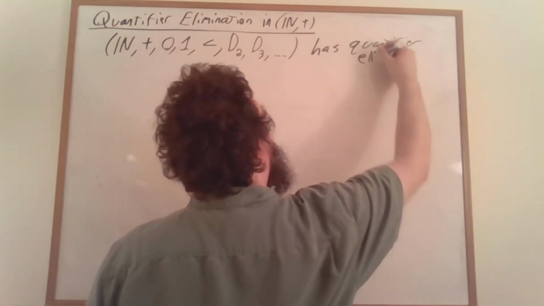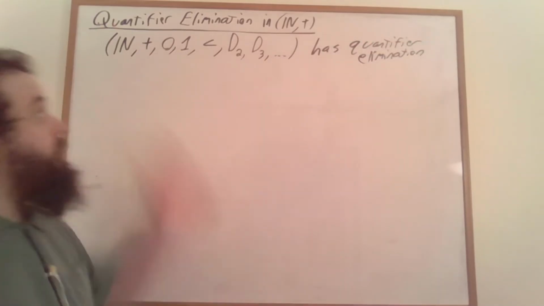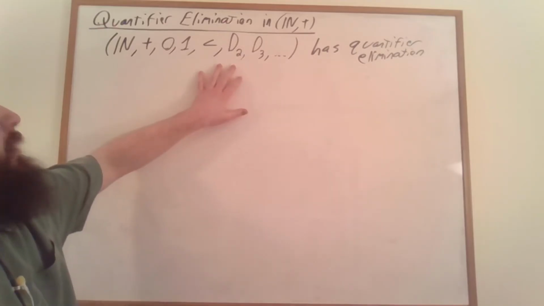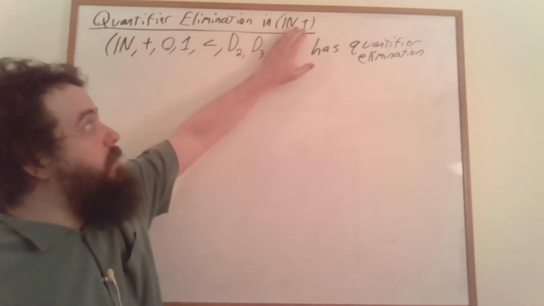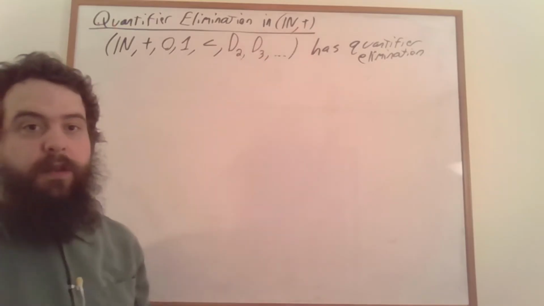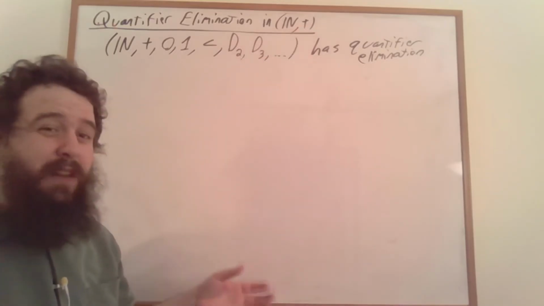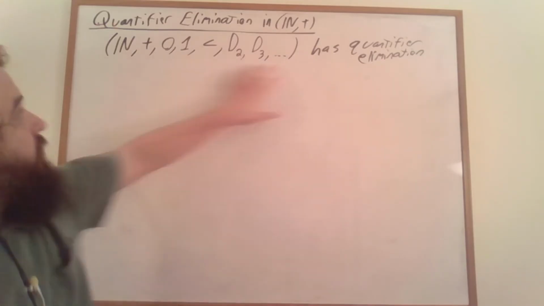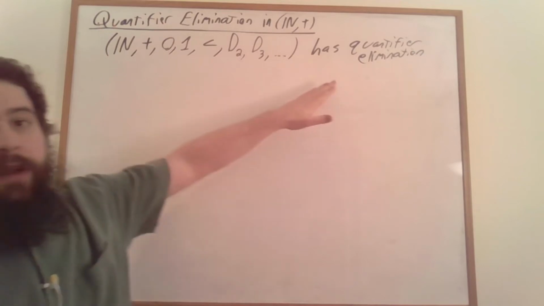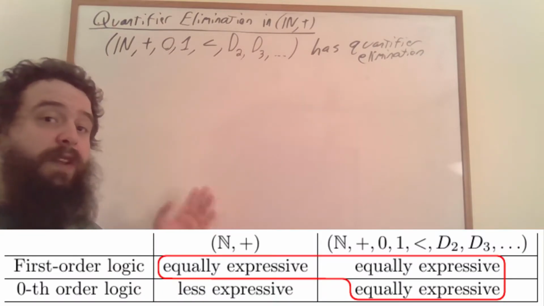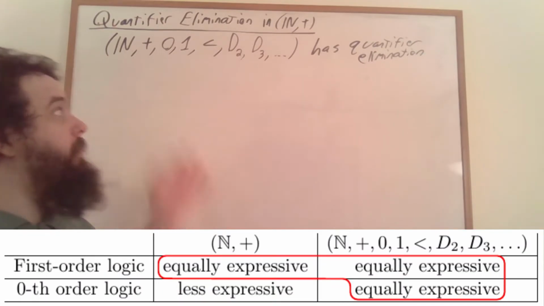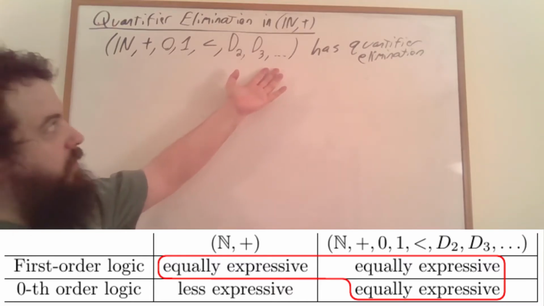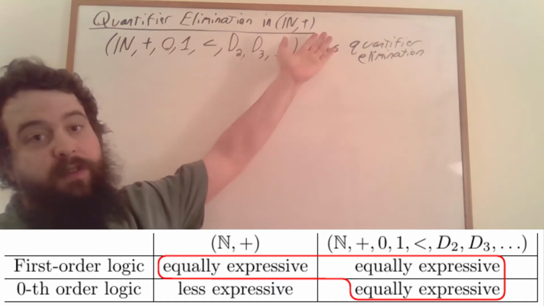For now, though, I want to focus on this structure here. We've only added in things that we could already talk about in the first order logic of the natural numbers with addition. But again, we needed quantifiers in order to do that. And so my claim is that this structure here has quantifier elimination. In this structure, we don't need quantifiers in order to be able to express anything we could express in the first order logic of this structure, which is equivalent to the first order logic of this structure.